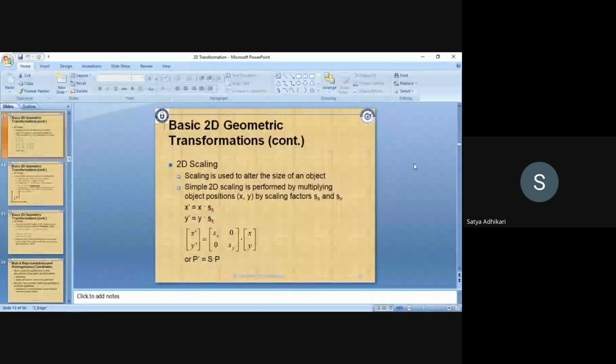And if we want to represent it in matrix form, the x dash, y dash matrix is a column matrix, equal to the matrix sx 0, 0 sy, multiplied by the column matrix x y. If you multiply the two matrices on the right hand side, you will get x dash equal to sx into x plus 0 into y. So x dash becomes x into sx. Similarly, for y dash, y dash equal to 0 into x plus y into sy. That means y dash equals y into sy.